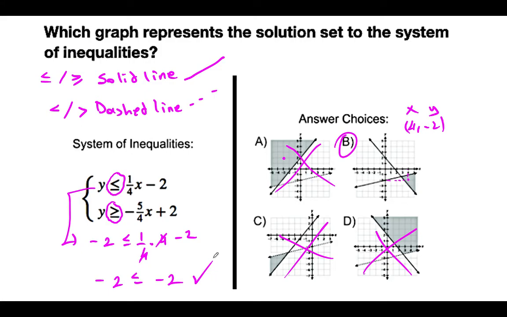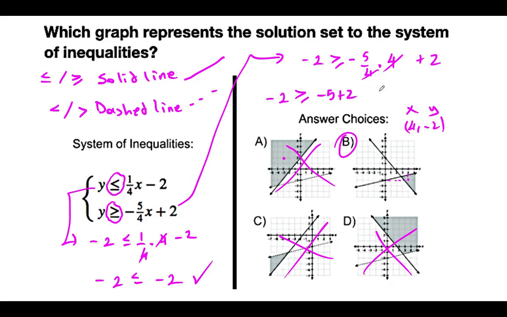Yes, that's it. What about the second one? Let me try. y, which is negative 2, greater than or equal to negative 5 over 4 times x, x is now 4, plus 2. So simplify. Negative 2 greater than or equal to negative 5 plus 2. So negative 2 greater than or equal to negative 3. Is this correct or not? Yes, correct. Why? 0 is here, negative 2 is here, negative 3 is here. So negative 2 is greater than negative 3. That is correct. I mean, this is the solution.